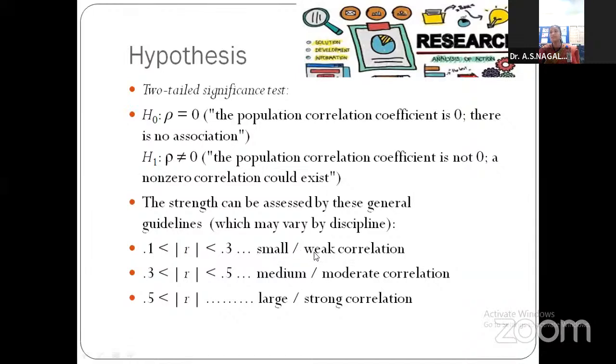0.1 to 0.3 means it is a small and weak correlation. The X and Y are not strongly related. In the case of 0.3 to 0.5, it is medium and moderate correlation. When it is above 0.5, that says a strong correlation. When it is 1, either positive or negative, it is considered a perfect correlation. Normally a correlation will tell you the relationship between the two variables. If the value is more than 0.5, it is strong correlation.